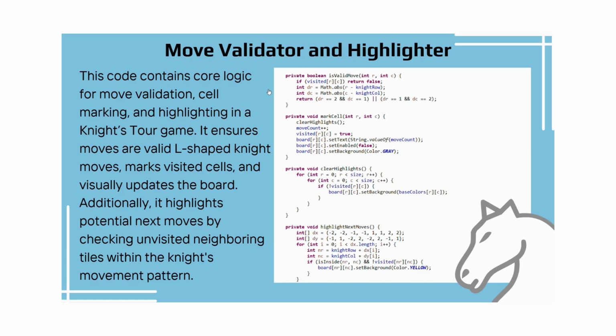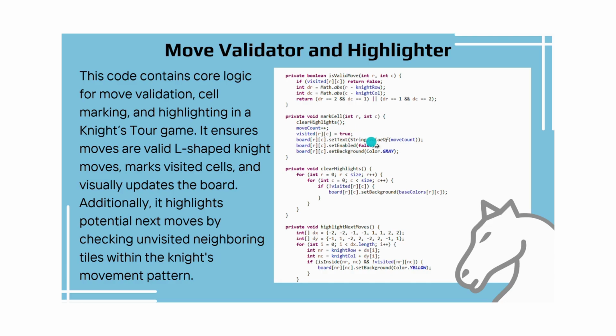Now, to break down this code, we have the isValidMove method, which checks if the move to the cell is valid. If the cell has already been visited, it returns false. It calculates the absolute difference in row and column between the current knight's position and the target cell. It checks if the move is a legal knight move, which is the L shape, two in one direction and one in another.